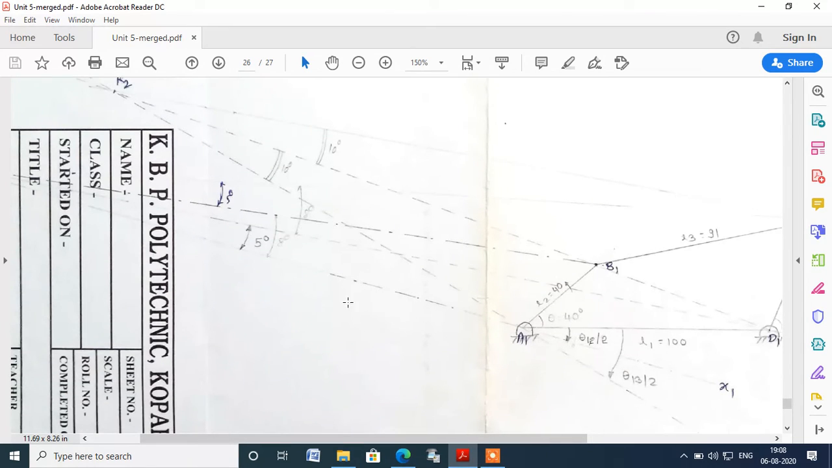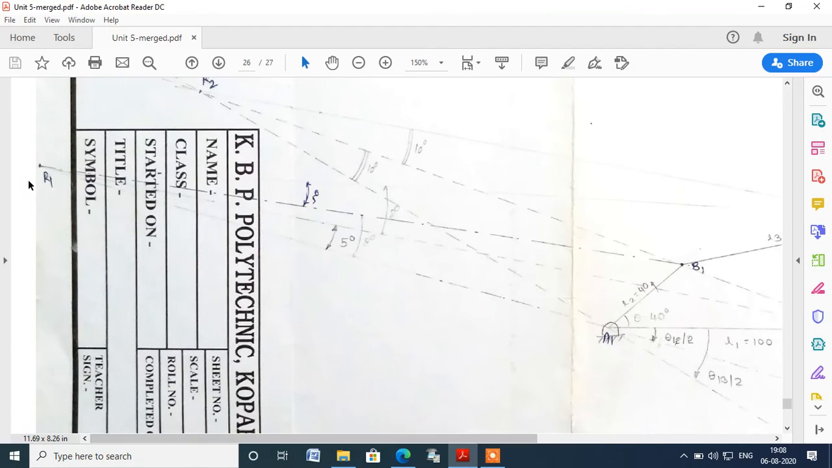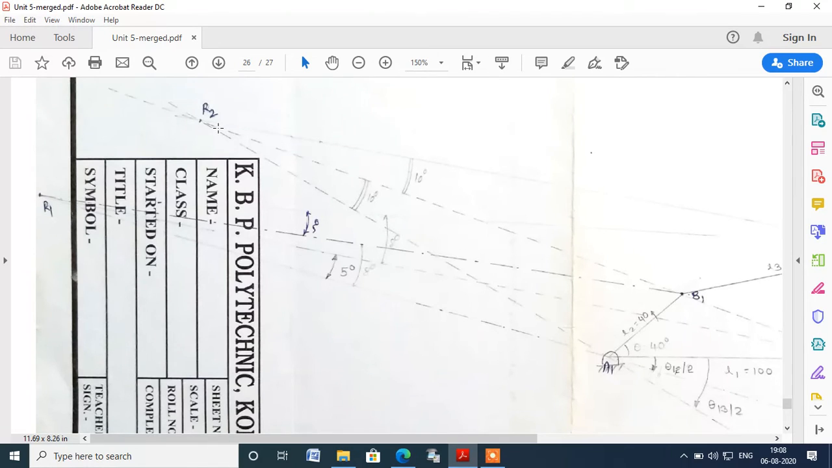Now join r1 b1 and r2 b1. Now after joining r1 b1 and r2 b1, first we will consider r1 b1.